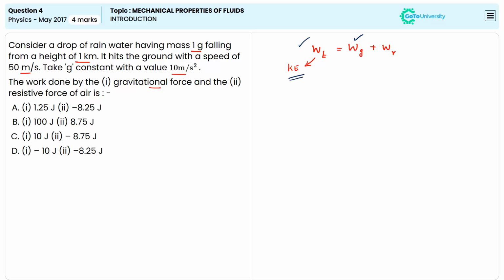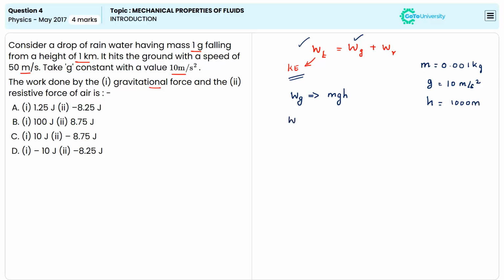So here we can calculate the value of Wg, which is nothing but the work done by the gravity by using a formula mgh. It's known that m is representing the mass, so the mass given here is 1 gram. When we are converting it into kilogram, it will be equal to 0.001 kilogram. Whereas g is given as 10 meter per second square, which is nothing but the acceleration due to gravity. Whereas h is nothing but from which height it was falling down. It's given as 1 kilometer, which means it's equal to 1000 meter.